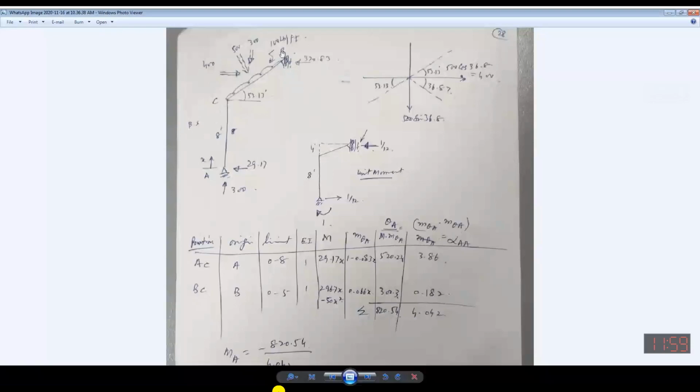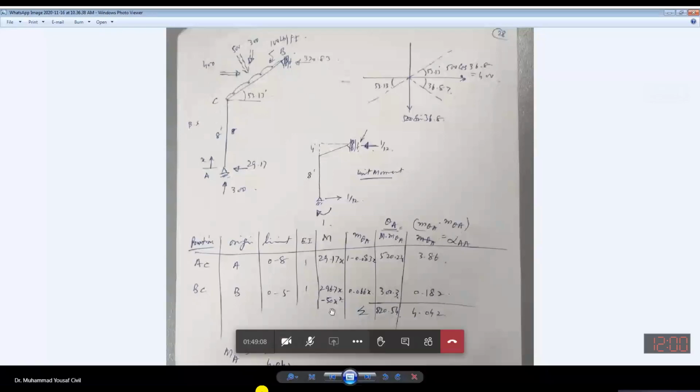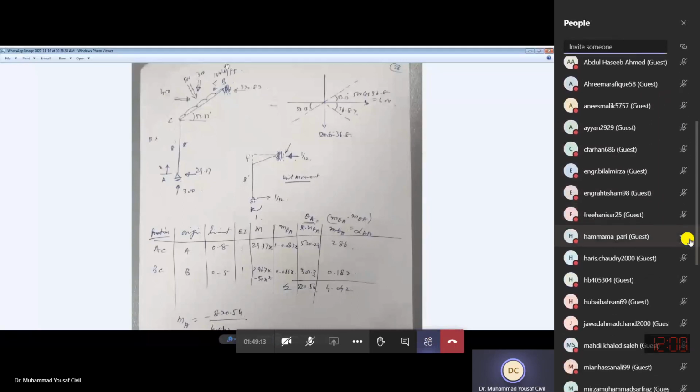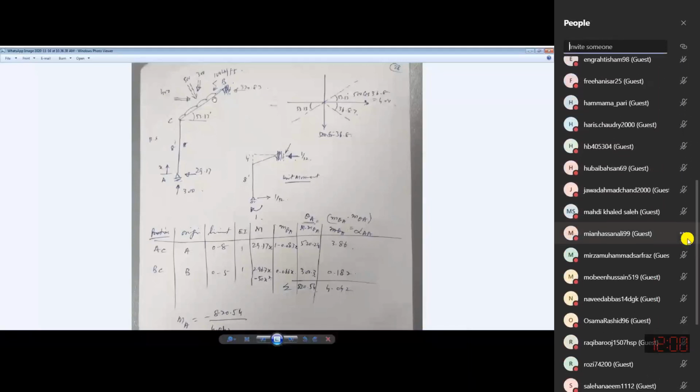So it will be 296.7. It will be acting this way, perpendicular to the underside of this beam, into x. Because this will be moving upward and creating tension inside, it will be positive. And then the other part which will be acting will be 50x squared. This is due to this 100, and the portion you take will be 100 into x by 2.